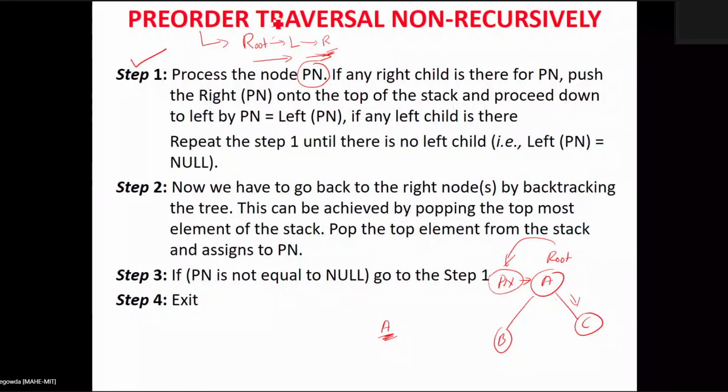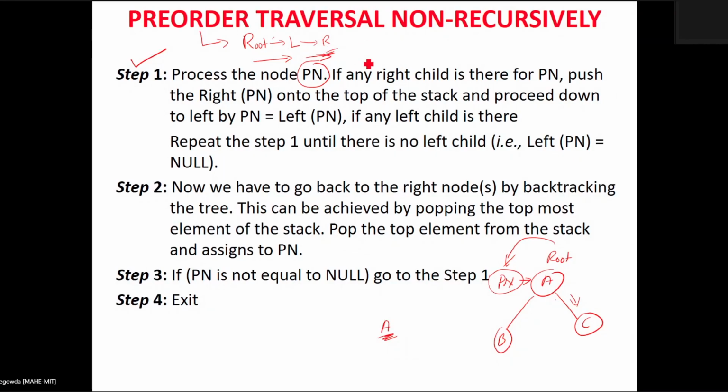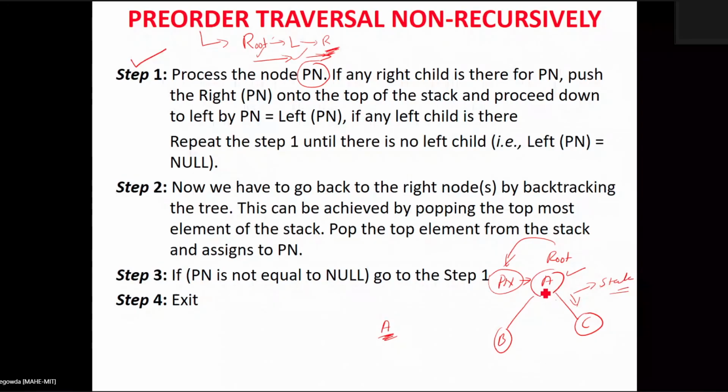Because we are going to traverse the root followed by the left and followed by the right, after processing the root and the left, we are going to take up the right subtree. For that purpose, we are going to store the return address onto the stack. So after processing A, if any right child for that particular present node is present, then we are going to push the address onto the stack.